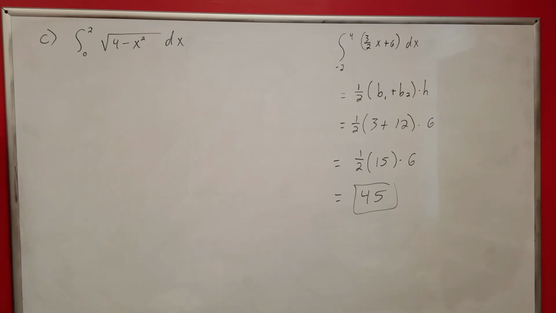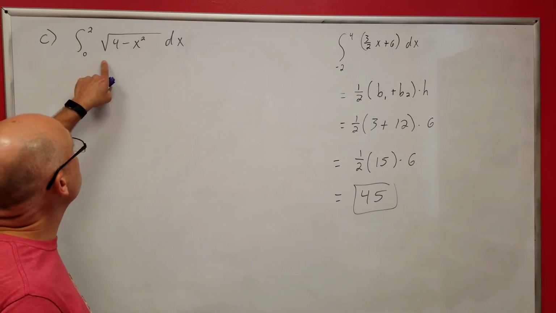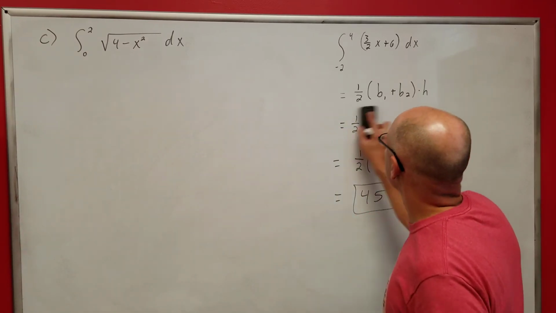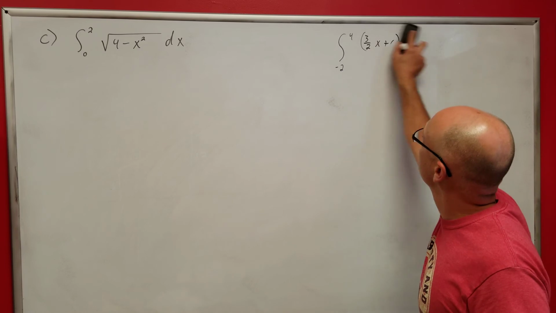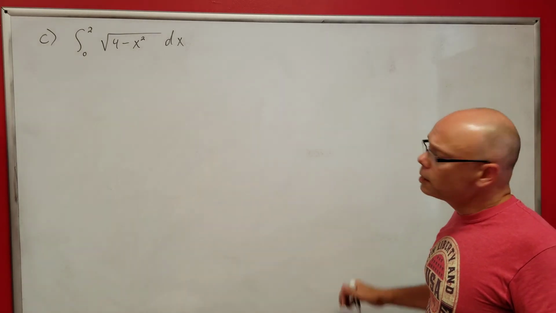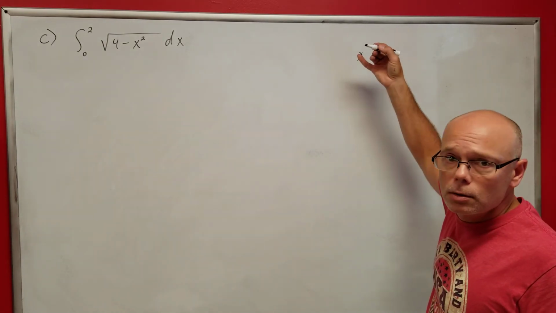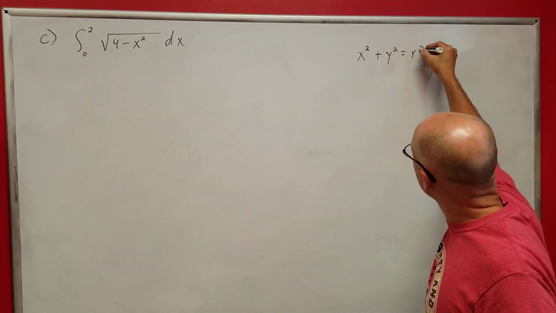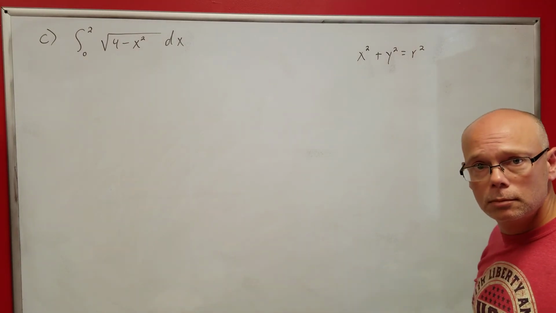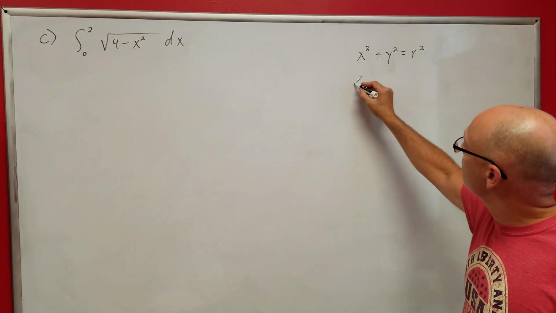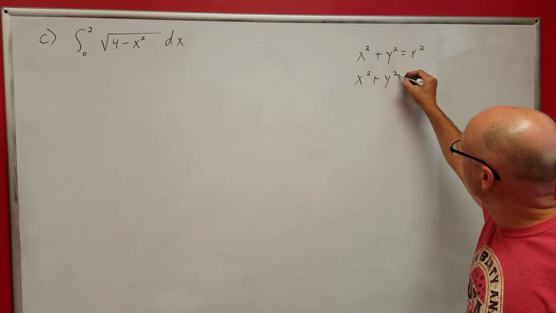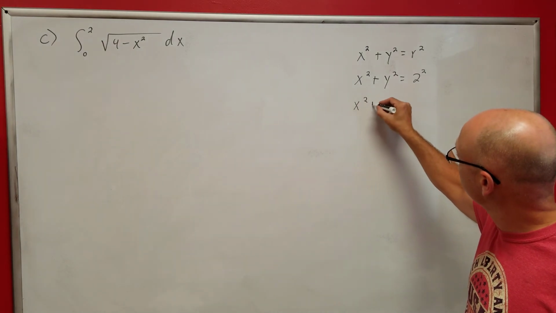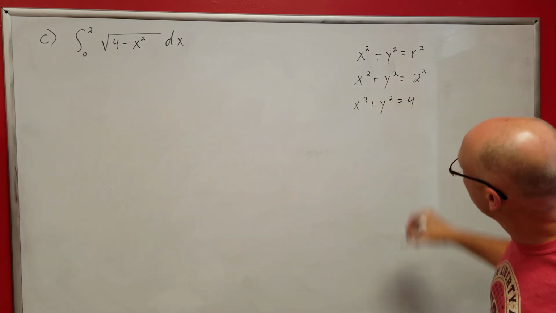All right, let's see. What is this shape? f of x is equal to the square root of 4 minus x squared. Well, that's part of a circle, isn't it? Remember, a circle centered at the origin is x squared plus y squared is equal to r squared, the formula for it. So basically what I have there is x squared plus y squared is equal to 2 squared. So x squared plus y squared is equal to 4.